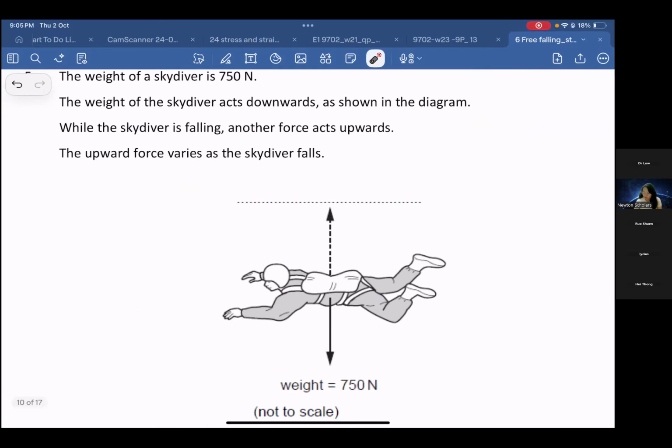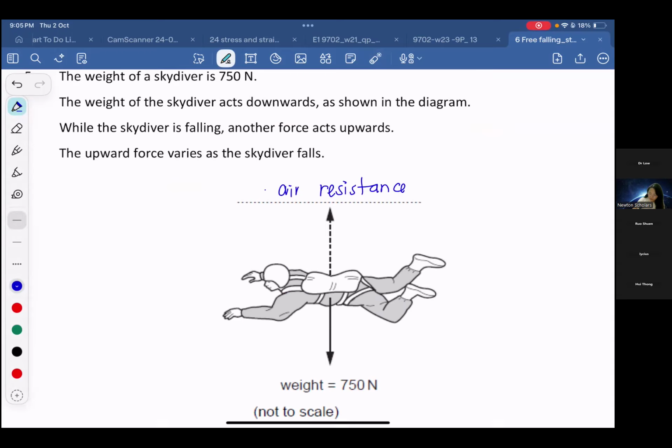What is this upward force? Weight is the bottom part, so your air resistance will be your upward force. The air resistance will change according to your speed. So when speed increases, air resistance will also increase. Is that clear?